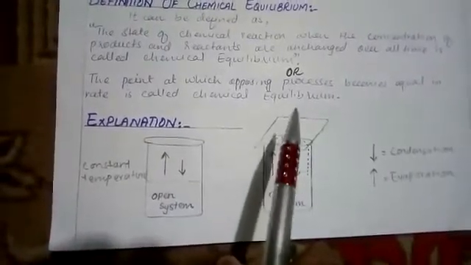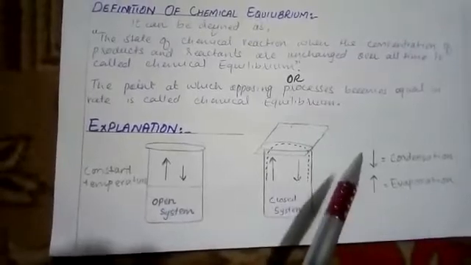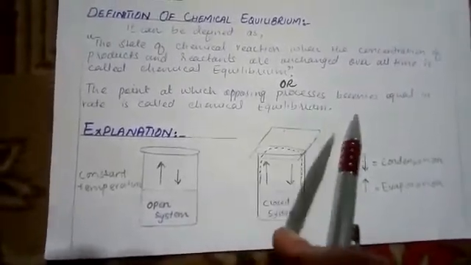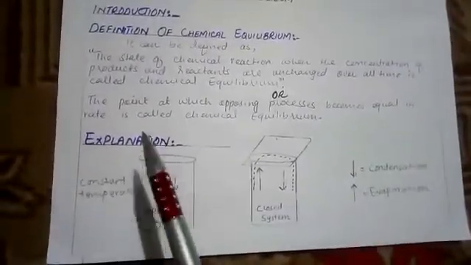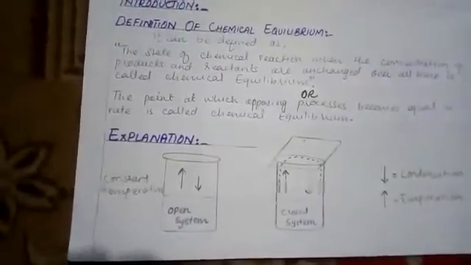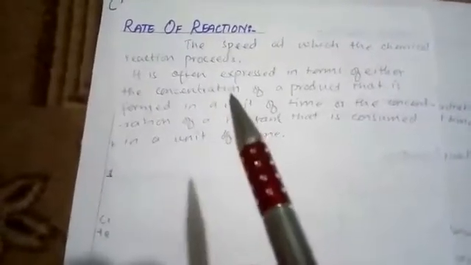We will discuss the forward and backward reaction in detail in our chapter, but for your convenience we will talk about the rate of reaction. What is rate of reaction? Rate of reaction simply means the speed at which a chemical reaction proceeds.